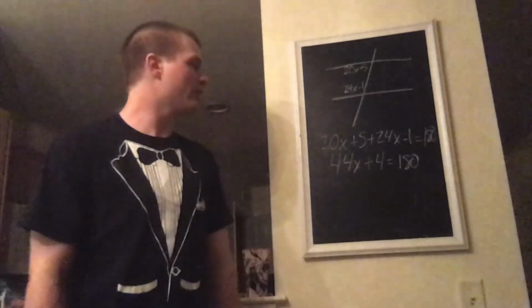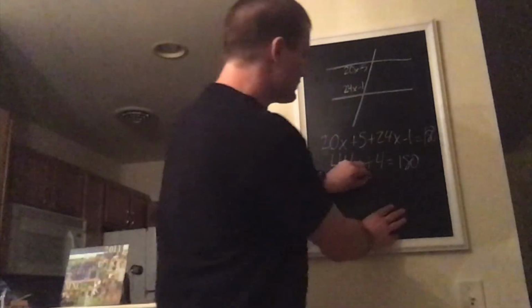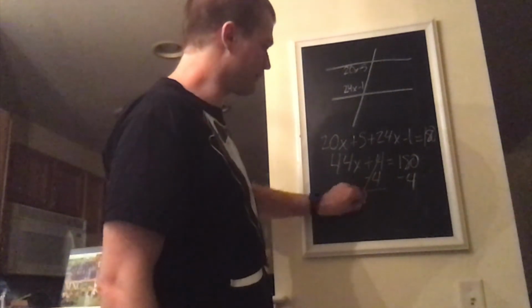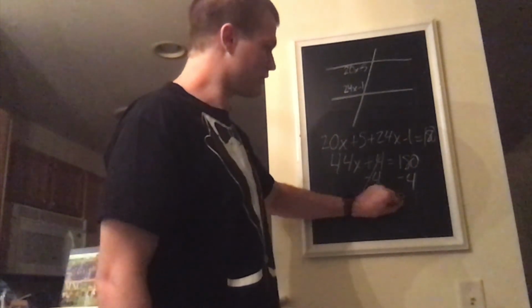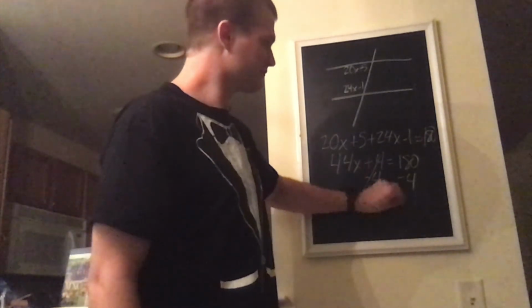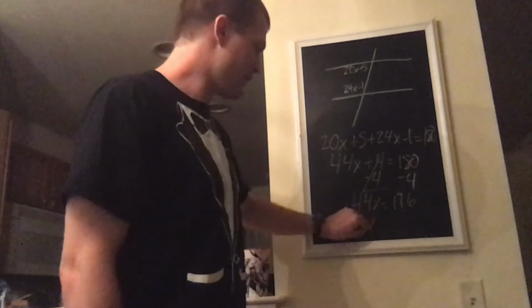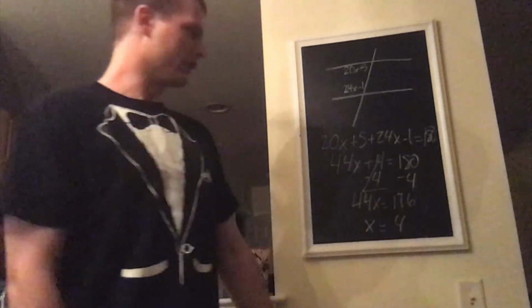Got myself a two-step equation here. I can go ahead and subtract the constant. These two cancel out. 44x is equal to 176. Divide both sides by my coefficient. x is equal to 4.